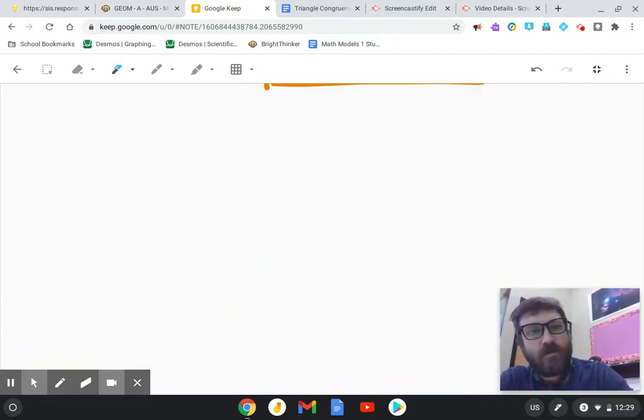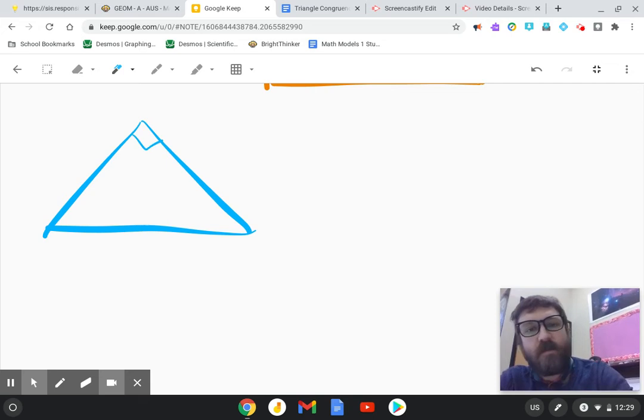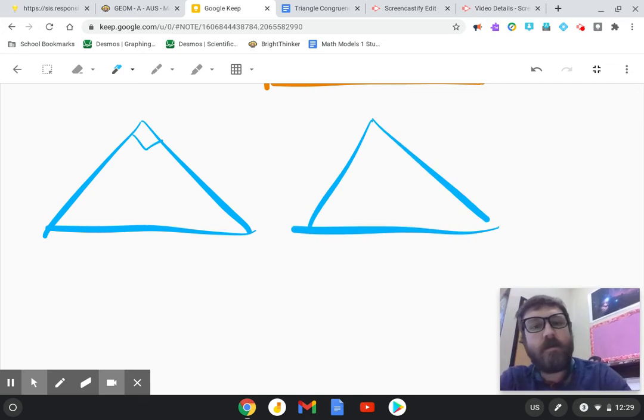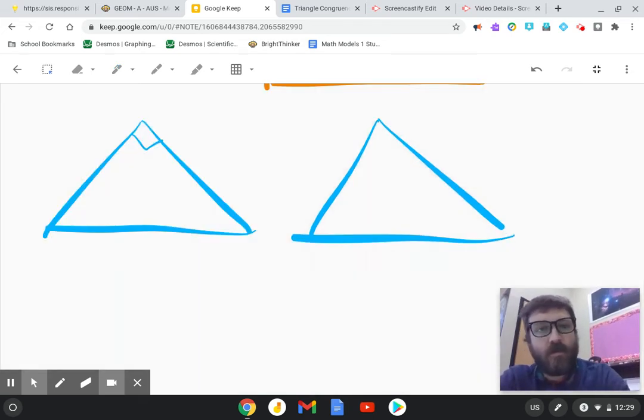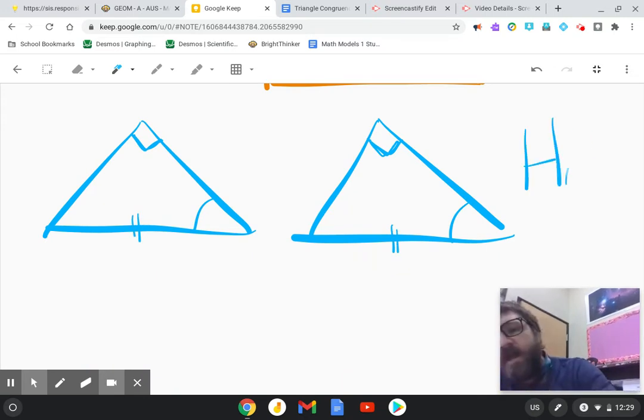Additionally, we could have leg angle. Let's say I have these 2 right triangles. We have a right angle here and a right angle here. And this angle is congruent to this angle, and this hypotenuse here is congruent to the hypotenuse there. So this would be HA.